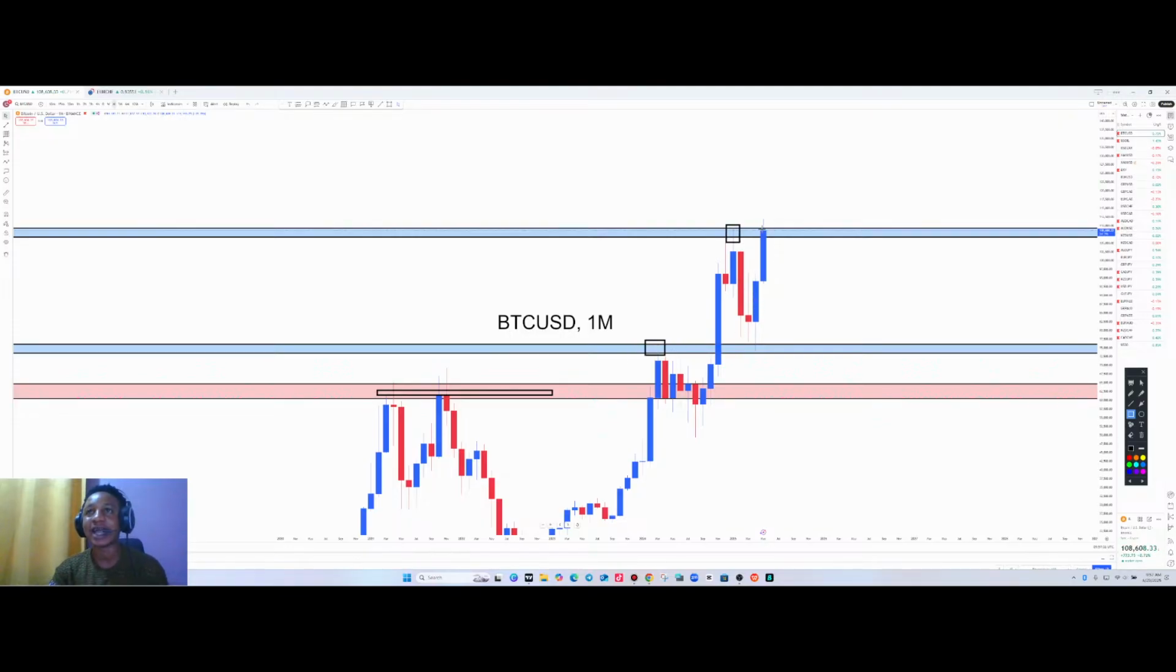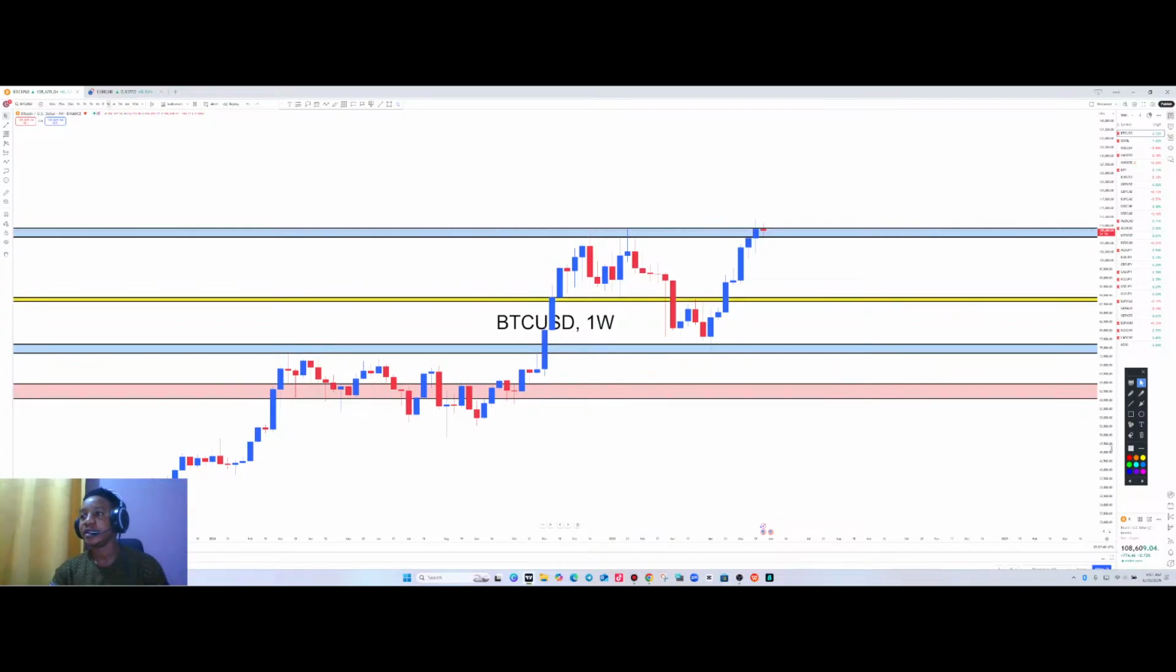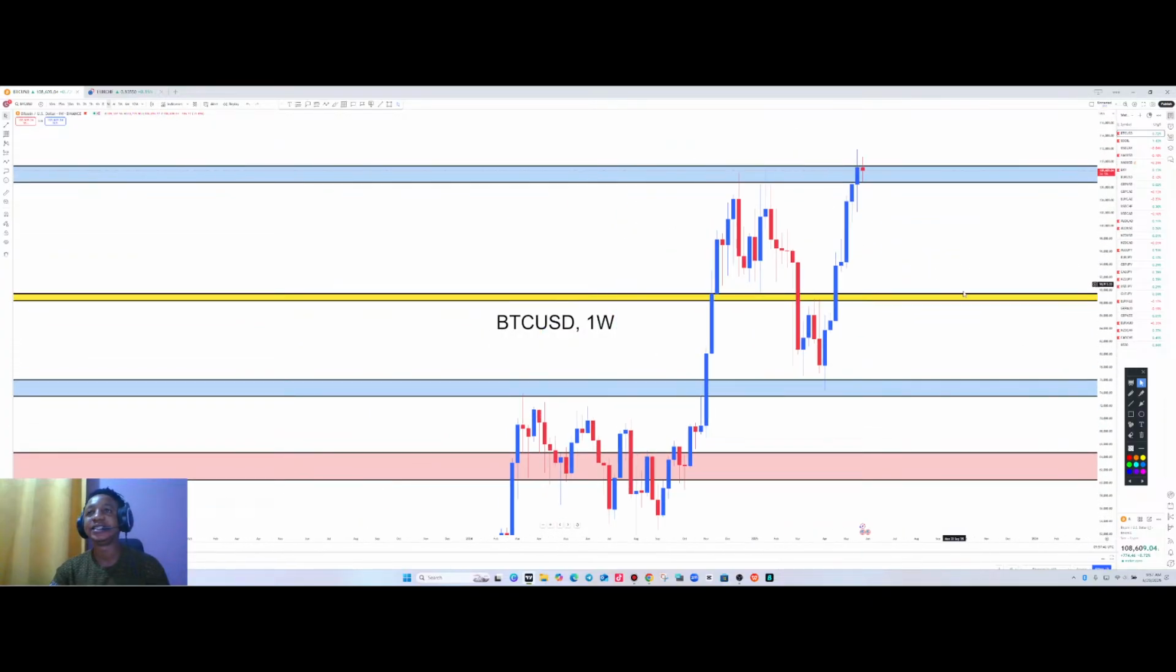It has done it the second time. Will it be able to break above it? Let's find out as we go through the time frames together. So let's go to the weekly. This is the weekly time frame of BTC USD.